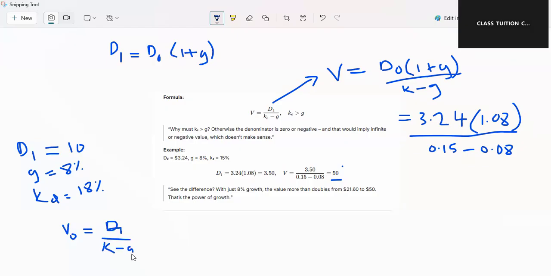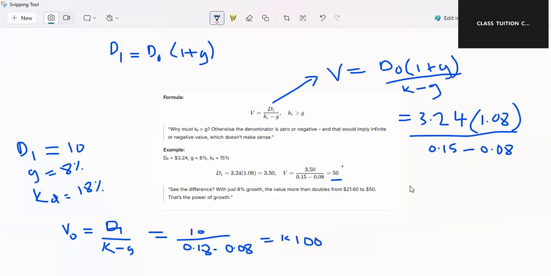Our D1 is 10, our K is 18%, 0.18, and our growth is 8%, 0.08. So when you divide these two, we're going to get our value of stock as 100 kwacha. So this is how we calculate the value of stock using Gordon's model.